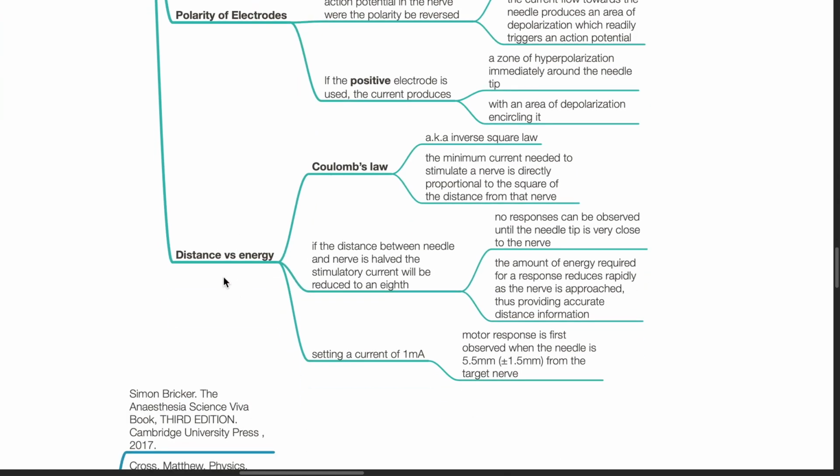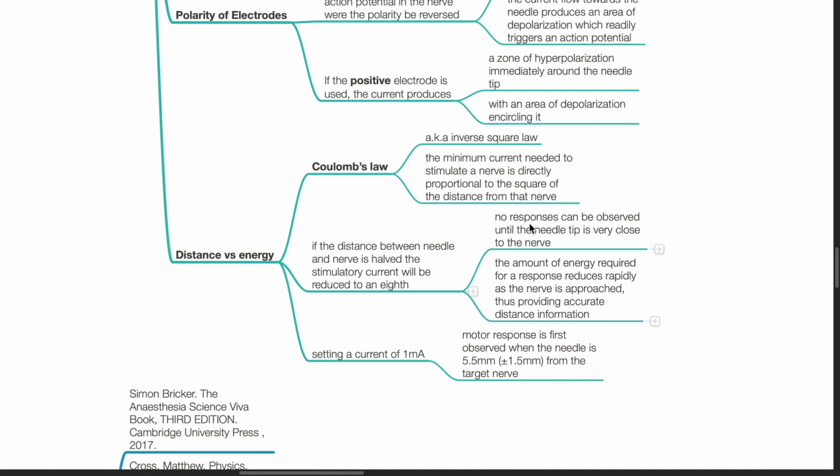Distance versus energy. Coulomb's law, also known as the inverse square law, states that the minimum current needed to stimulate a nerve is directly proportional to the square of the distance from that nerve. If the distance between the needle and the nerve is halved, the stimulatory current will be reduced to a quarter.